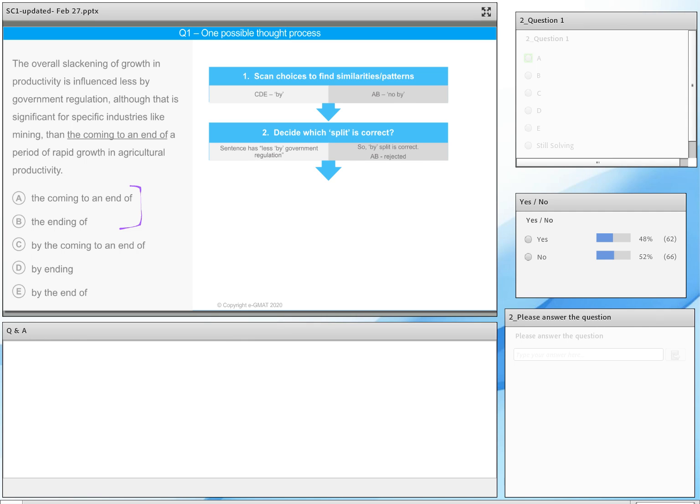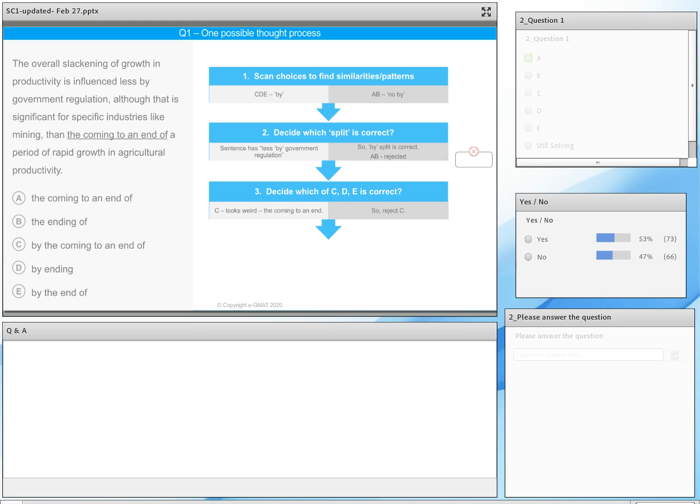So they decide, okay, well, as I was reading, I noticed in the non-underlined portion less by, and then didn't have by after it, so I must need by. So they go ahead and they decide that the split between C, D, and E is the correct split to go with. And so they make that decision and they move down to C, D, and E, and they eliminate A and B, okay?